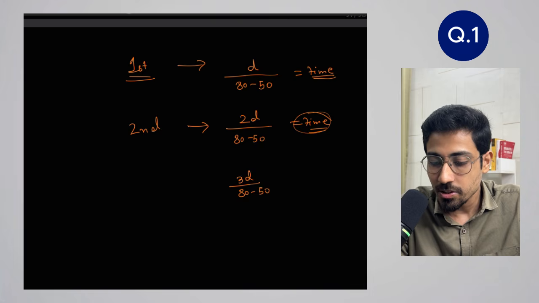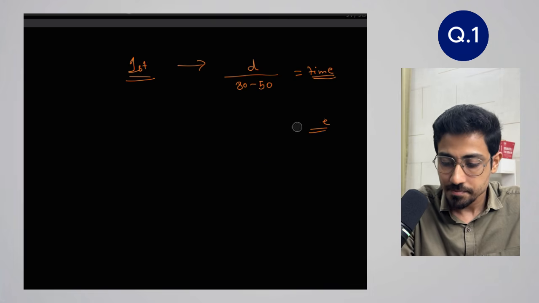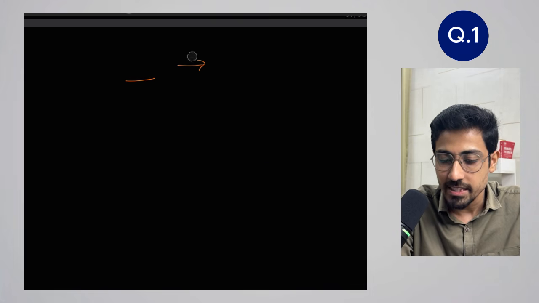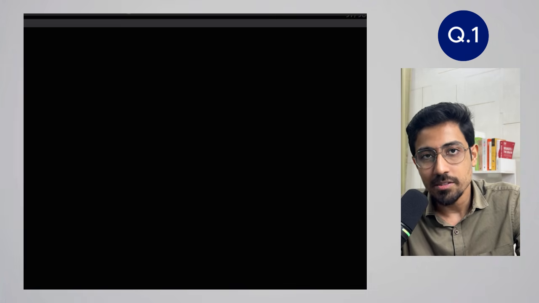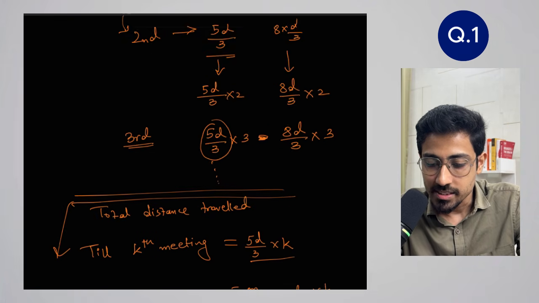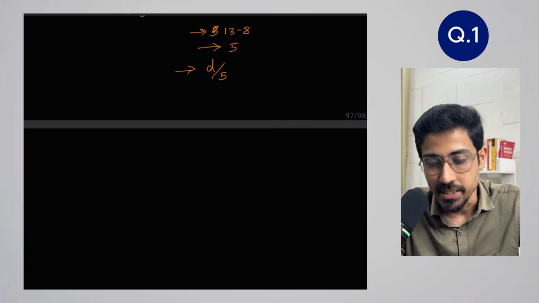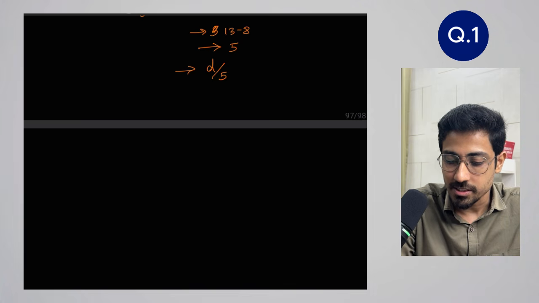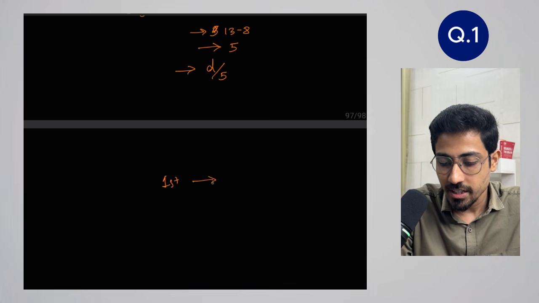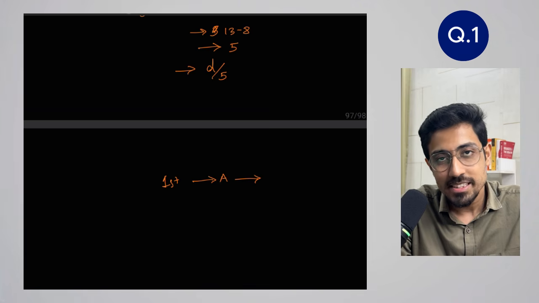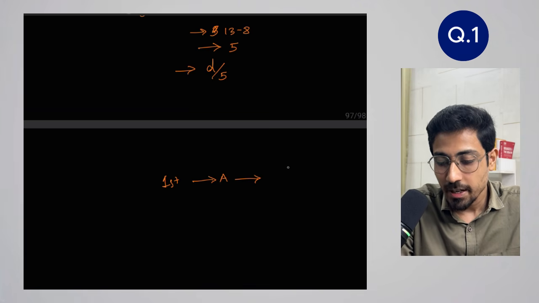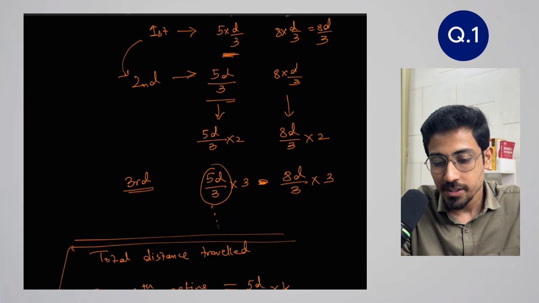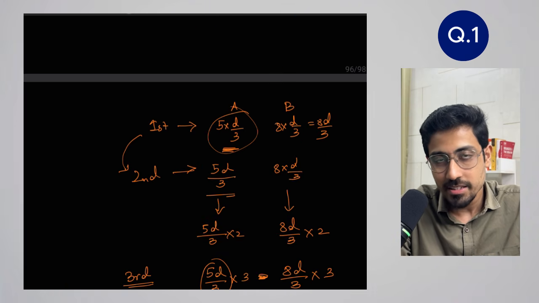But suppose I don't want to do it with the relative speed concept. I rather want to do it with the individual speeds. So how do I do that? Till the first meeting point, A has covered a distance of 5D by 3. Till the first meeting point, he has covered a distance of 5D by 3.